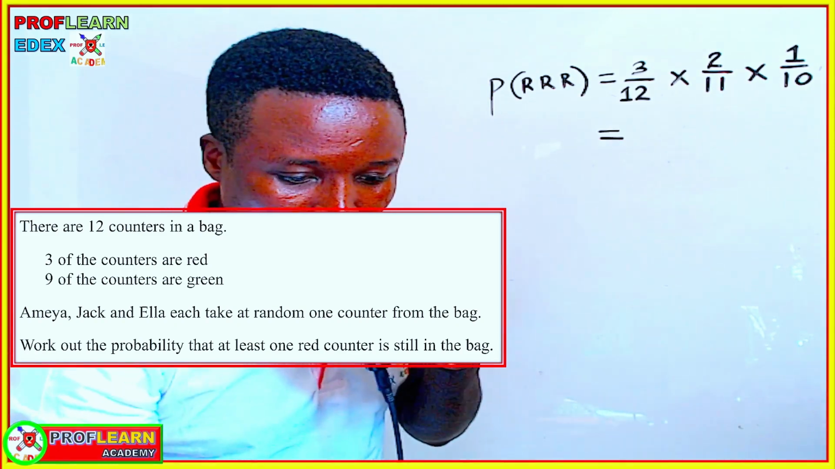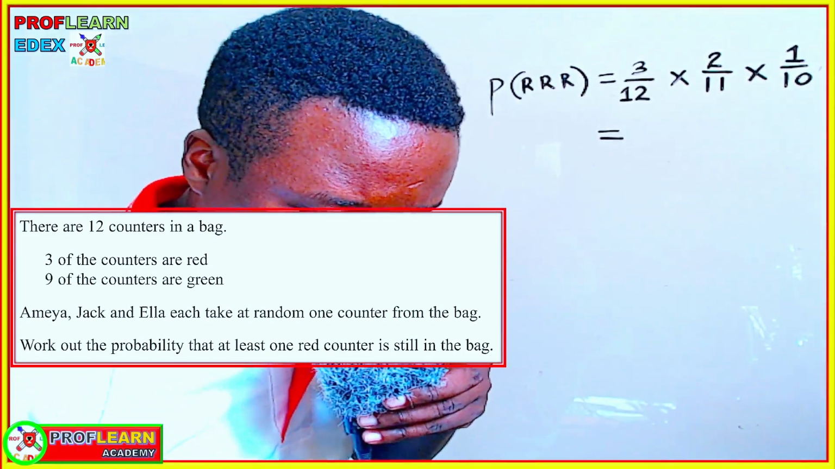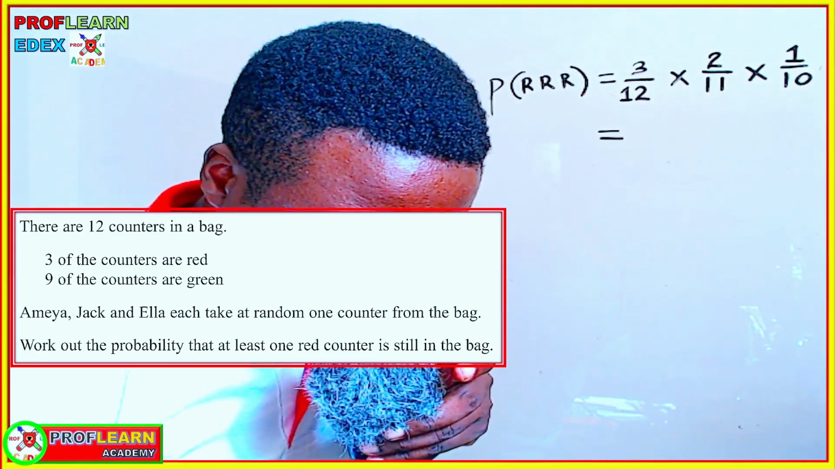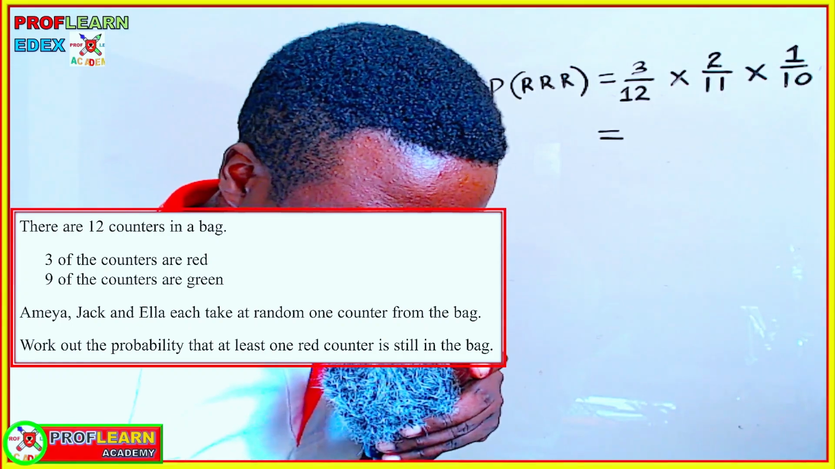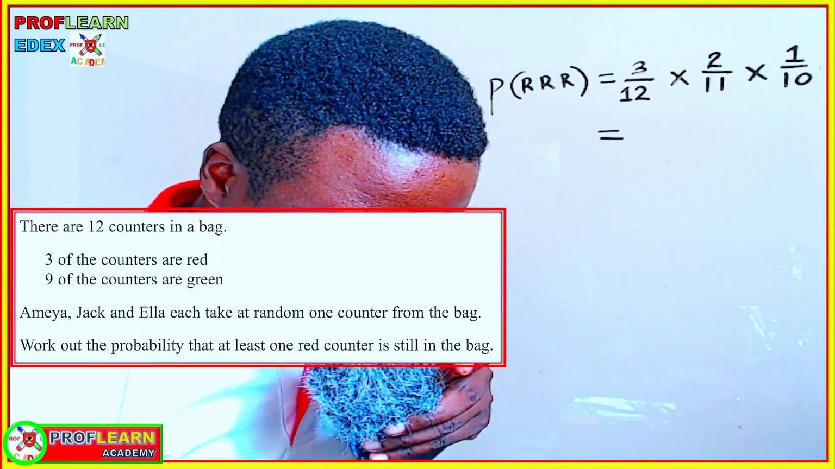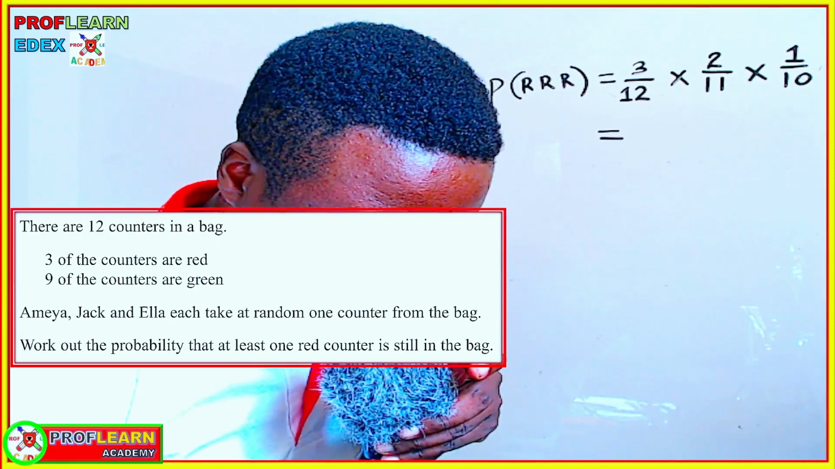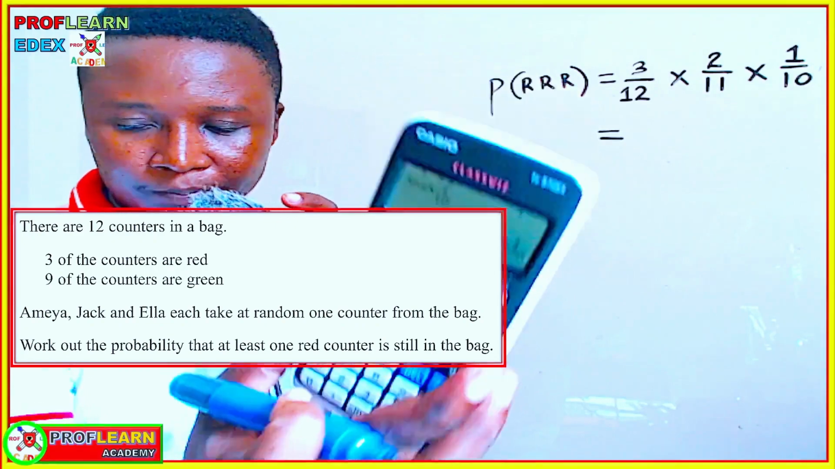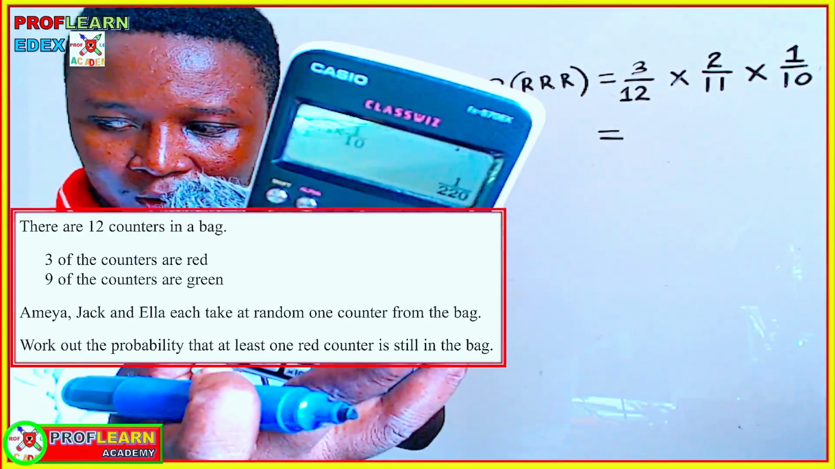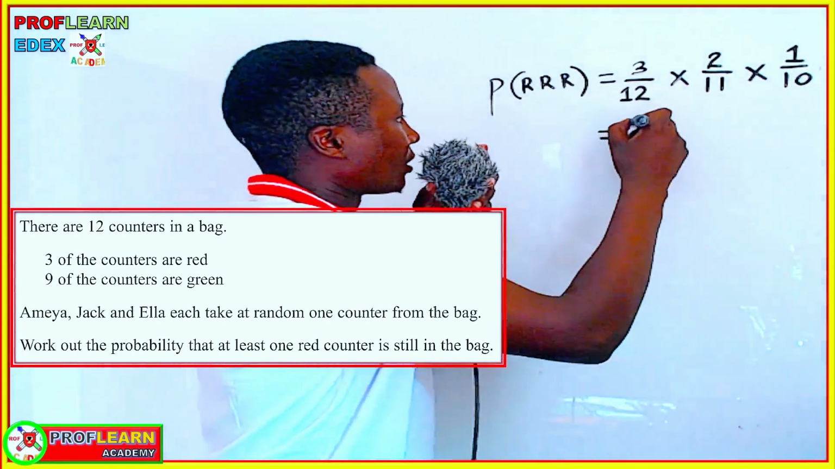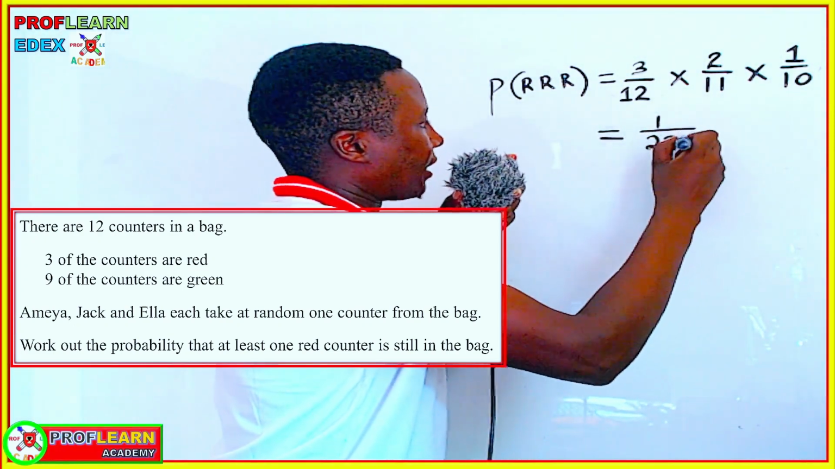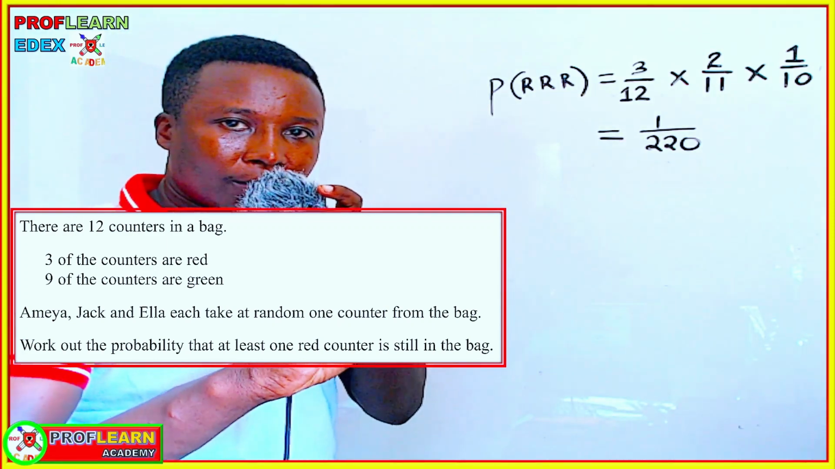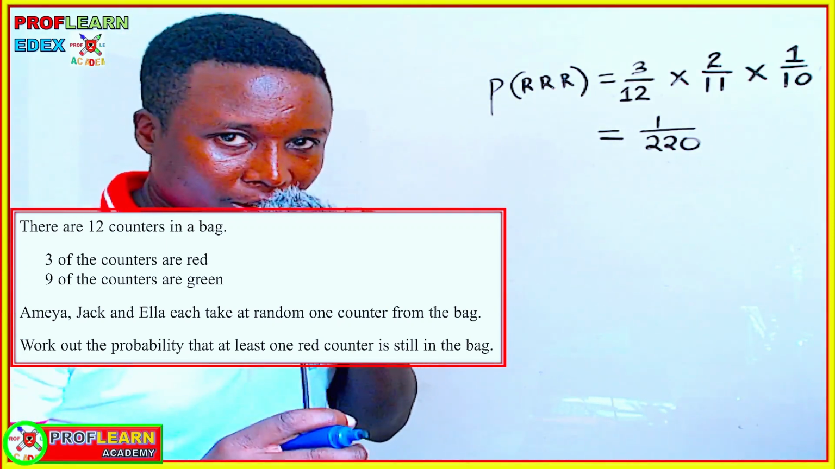Now let's multiply and see what this gives us. This is 3 over 12 times 2 over 11 times 1 over 10. If I work this out, I'm getting 1 over 220. Working this out, we get 1 over 220. Now, that's the probability of all the reds being picked.